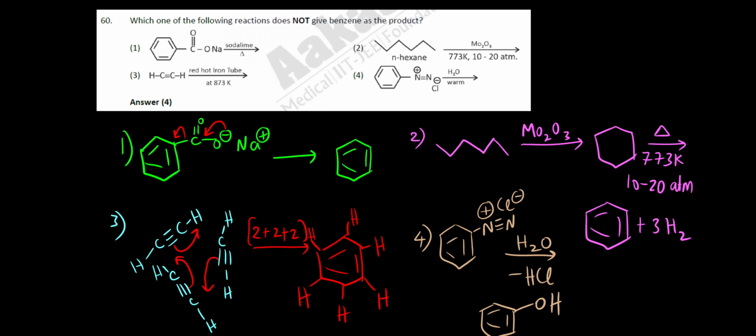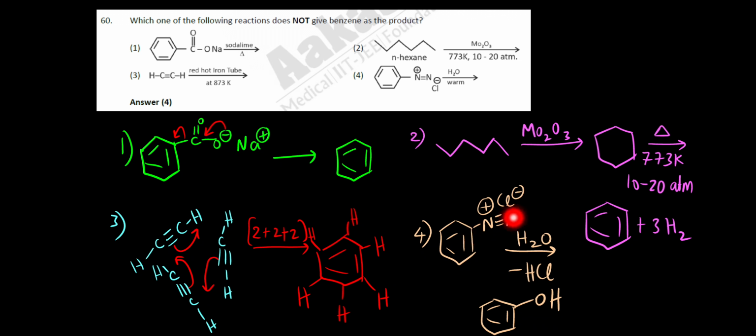So only in the last option you can see this N2 gas will be lost, and this H plus ion and Cl will be lost, and OH minus will attack here. Okay, so overall water will attack, nitrogen gas will be lost, and then at the last step Cl minus will pick up the proton. So we will get phenol and not benzene. So the fourth option will not give benzene. So the correct answer is option 4.